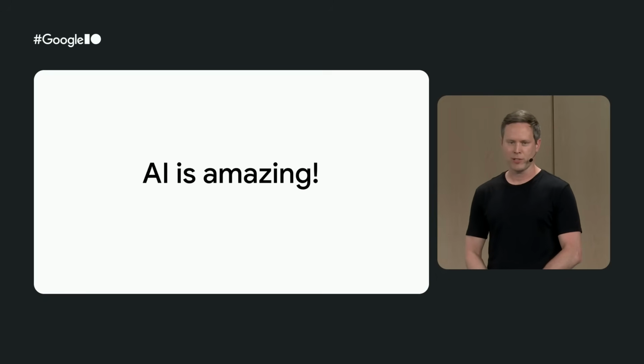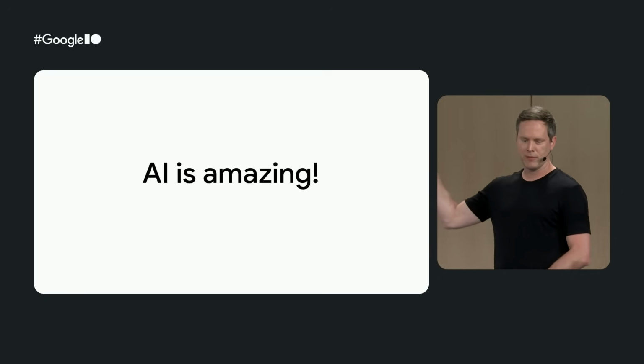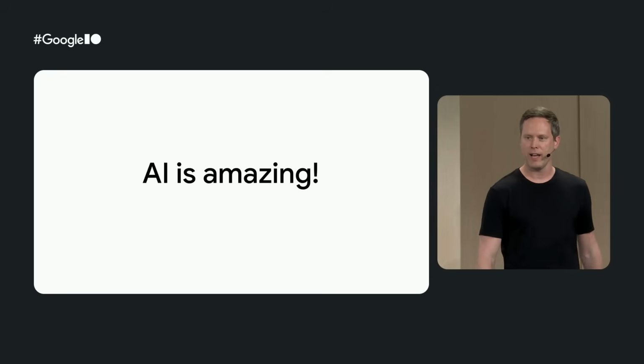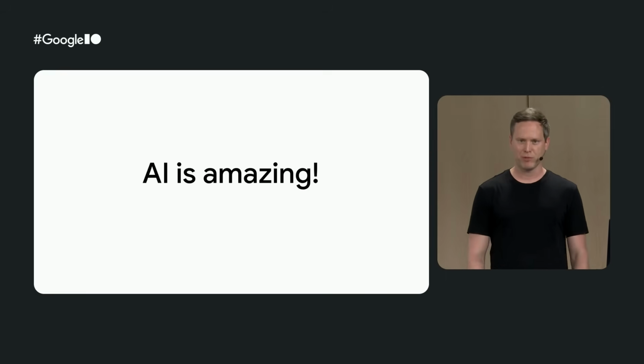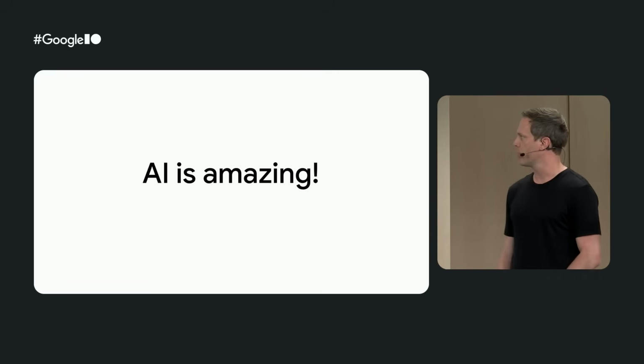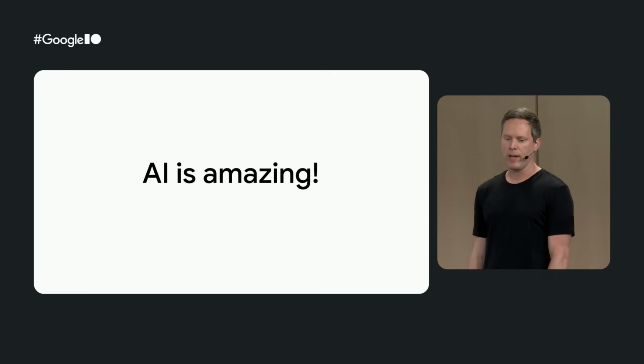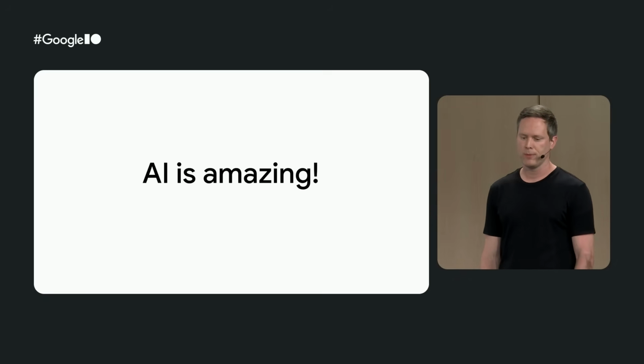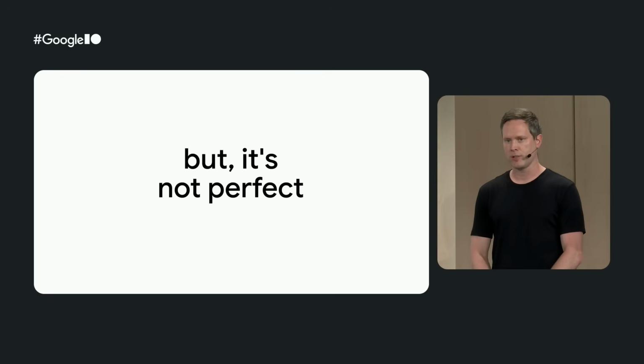So if you were at any of the talks earlier today, you heard a lot about how amazing AI is. And don't get me wrong, AI is amazing. Like, it truly blows my mind every single day. But that is just one side of the story. The truth is that while AI has transformed the software industry, and it has enabled us developers to write code way faster than ever before, there is another side of the story. AI is definitely not perfect.